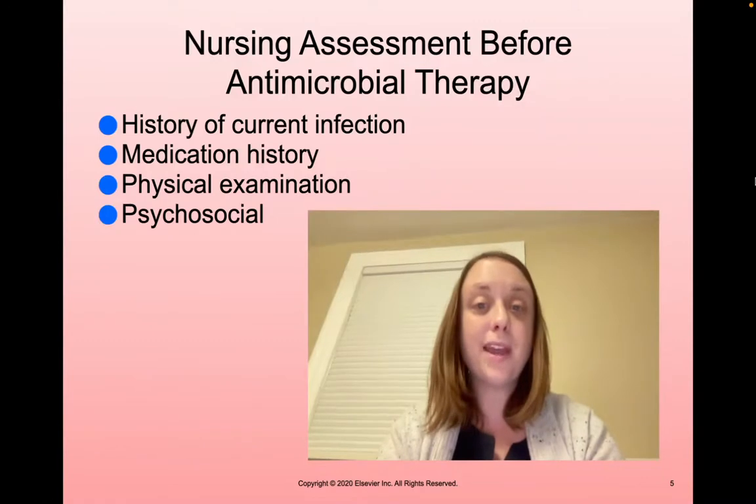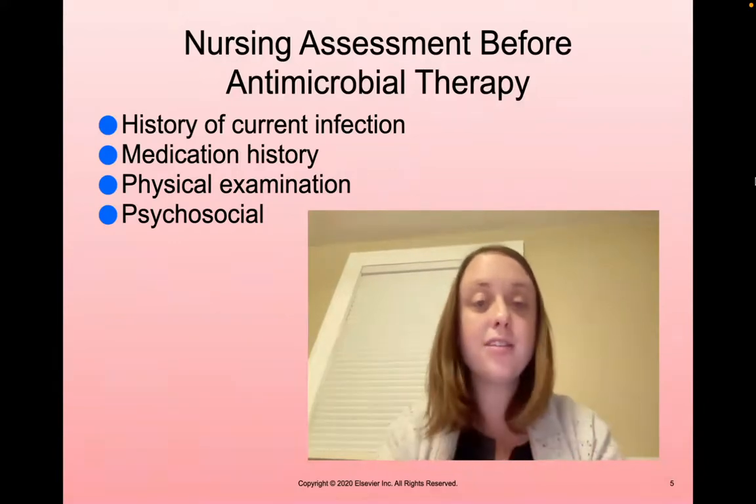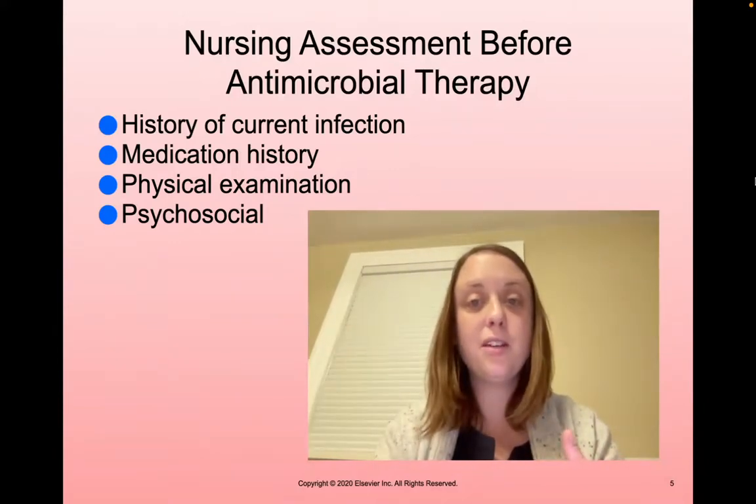So, before we start a patient on antimicrobial therapy, we need to do our initial baseline assessment. So, we're going to find out the history of this current infection. When did it start? What have the symptoms been? What are they experiencing at this moment? Have they had things like this in the past? We're also going to find out their medication history. Have they taken medications for something like this in the past? Do they have experience with fighting resistant microorganisms in the past?